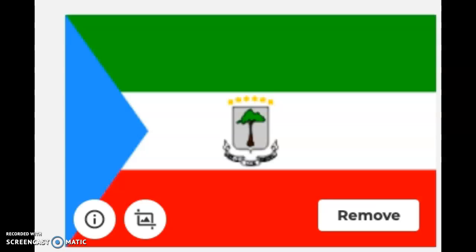Okay, moving on to Equatorial Guinea. This is in the continent of Africa, and it has many of the African flag colors.